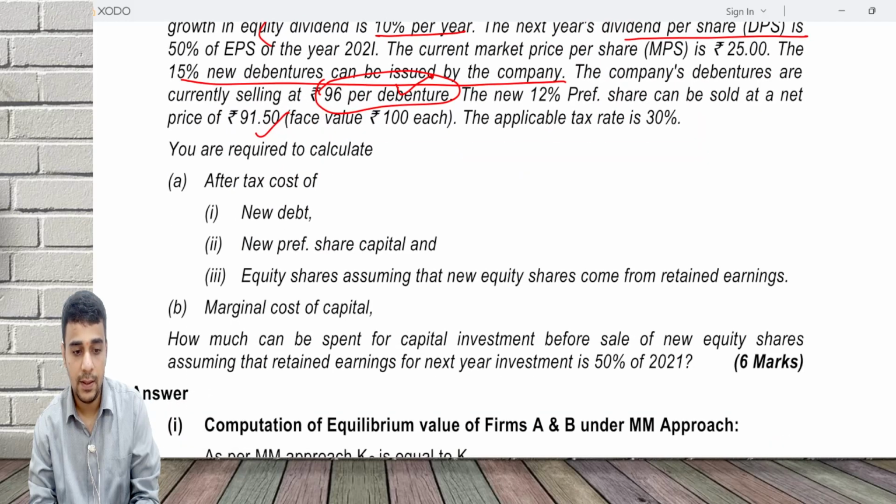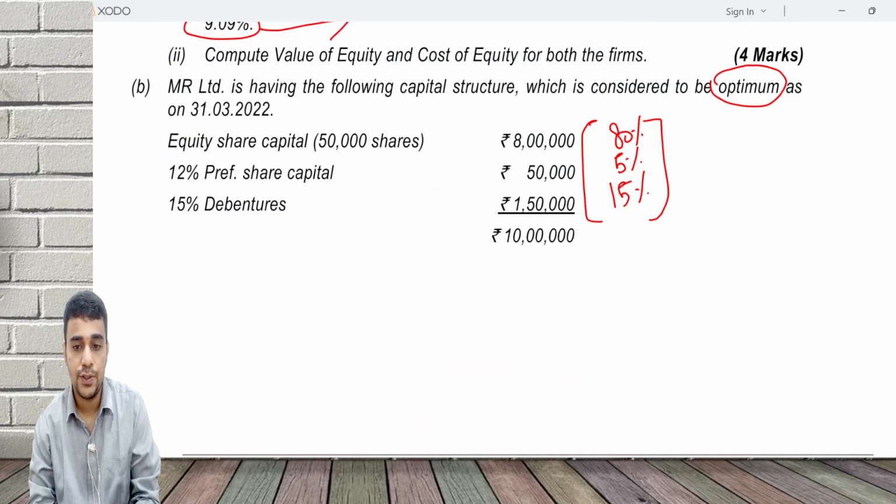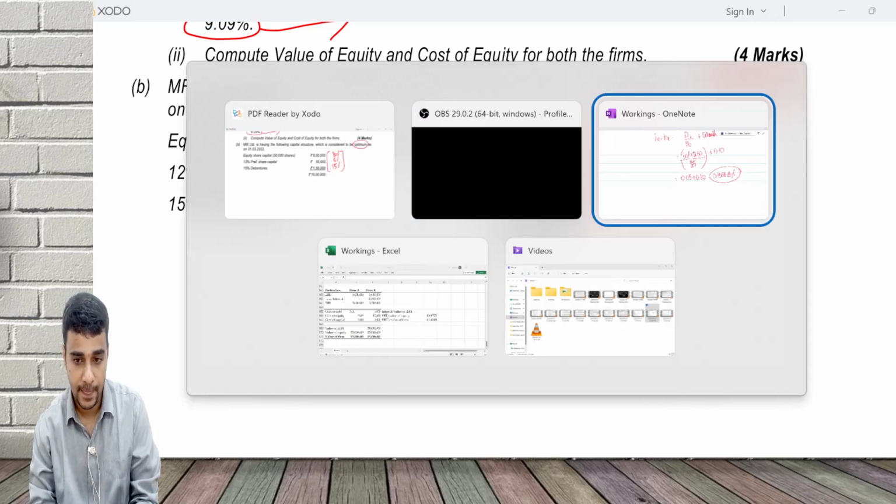Part 1 is done. Marginal cost of capital is the cost of raising additional money. Any money I raise, I'm going to raise it in the proportion of 85 and 15. That's the proportion.